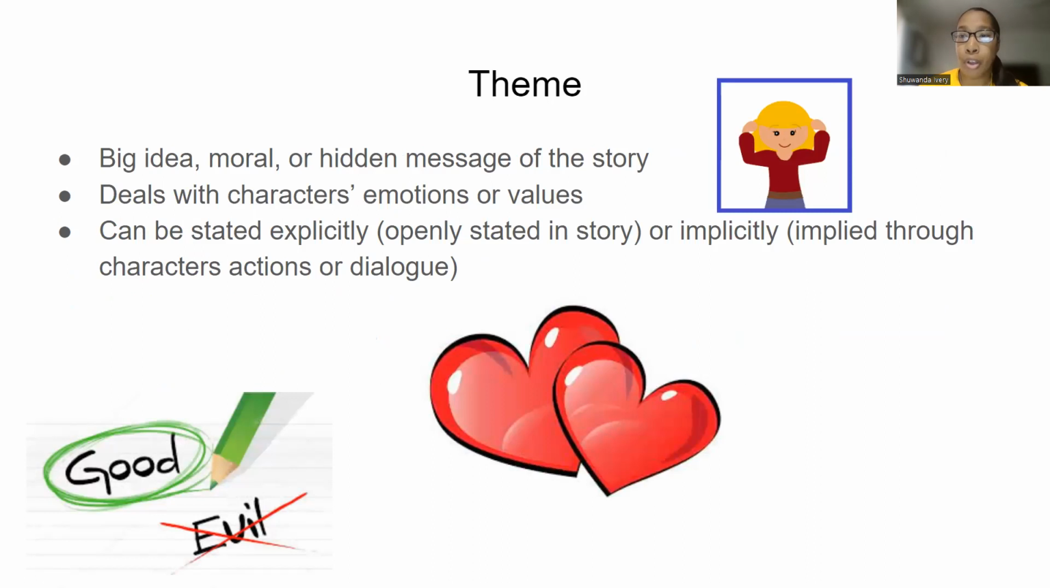Some narratives are centered around a theme, and the theme is the main idea, the big idea, the moral of the story, or the hidden message of a story. The theme deals with characters, emotions, or values, and also how the character is acting in the story. The theme can be stated explicitly, which is openly stated. It tells you, these are all my friends, we're doing teamwork, I love you. Or it can be implied through the character's actions or dialogue.